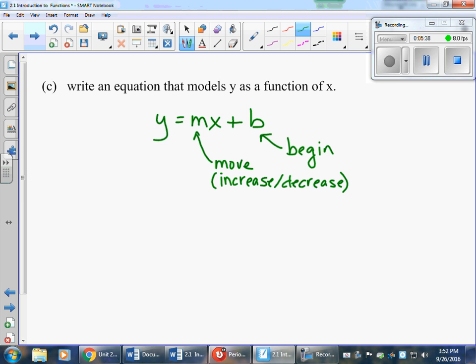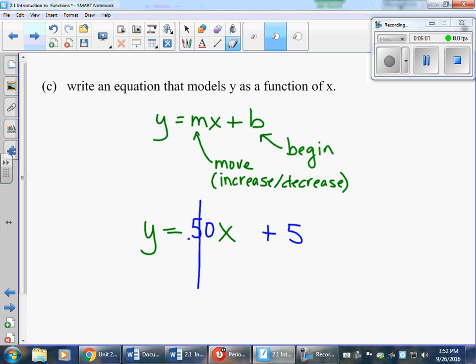But in this scenario, we're going to be increasing. So our b, so y equals mx plus b, our beginning point is positive 5 because it costs $5 just to join. And for each time we download a song, it's going to be 50 cents. Oh, I'm sorry. It's going to be 10 cents.